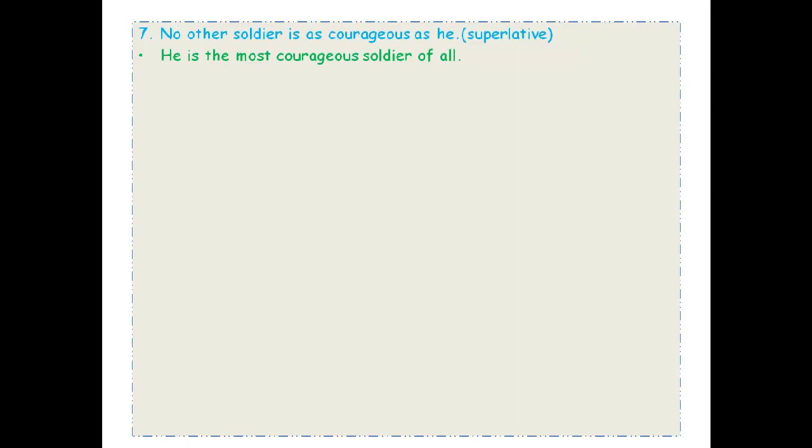Easy one. Number 8. This is the best book. Now you have to use comparative of best. That is better. So let's see the sentence. No book is better than this. Understood? If no book is better than this one, that means the one I have is the best.